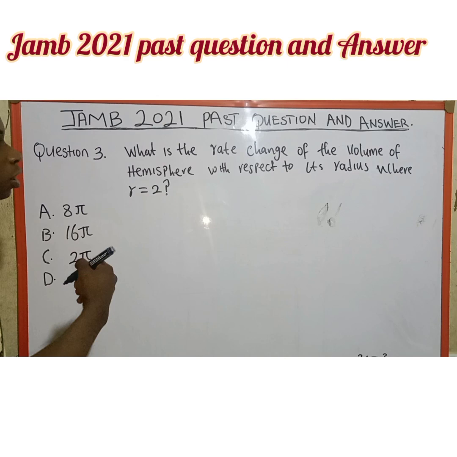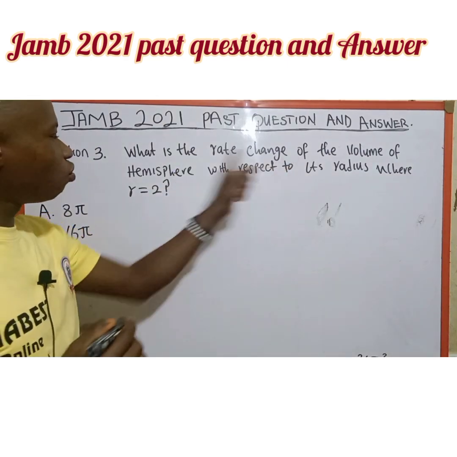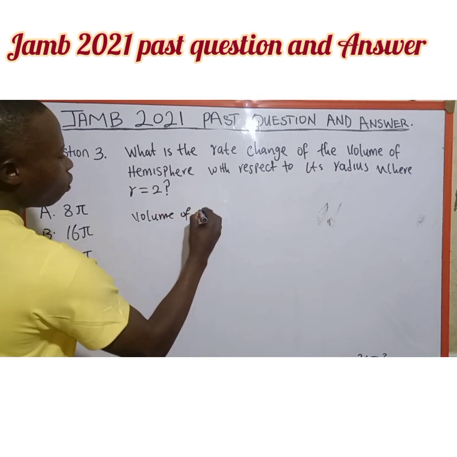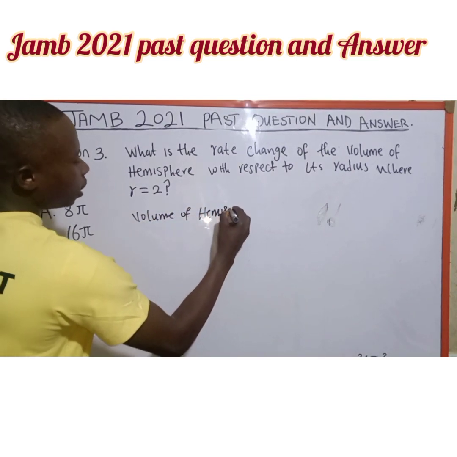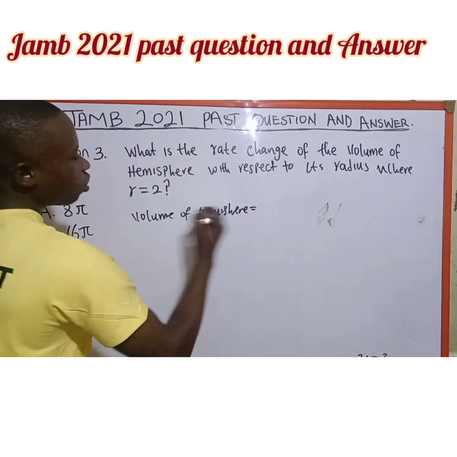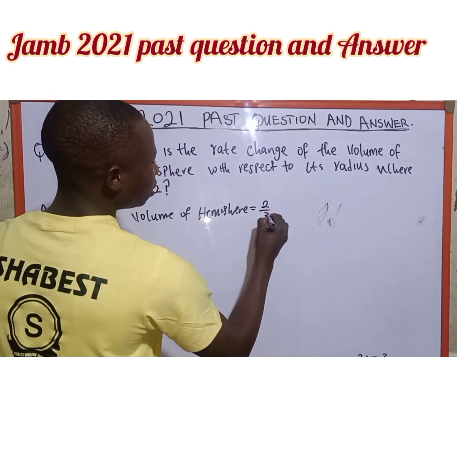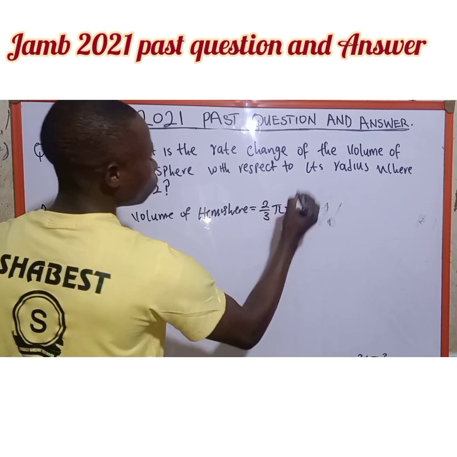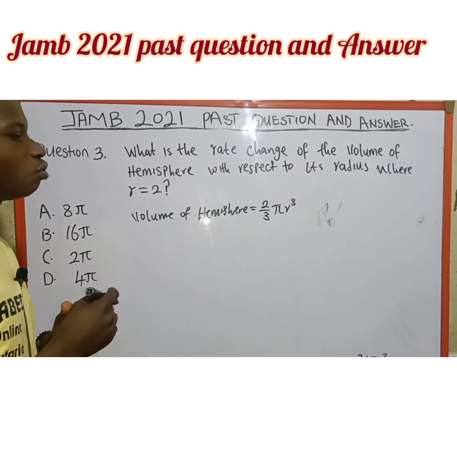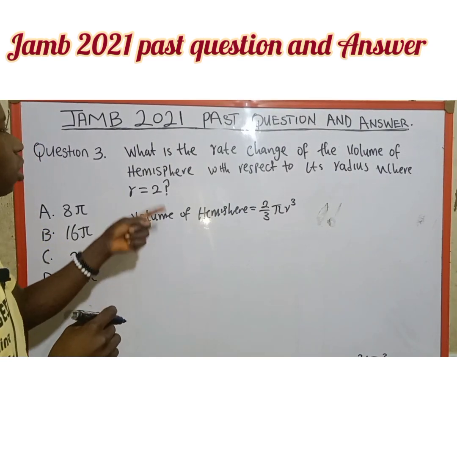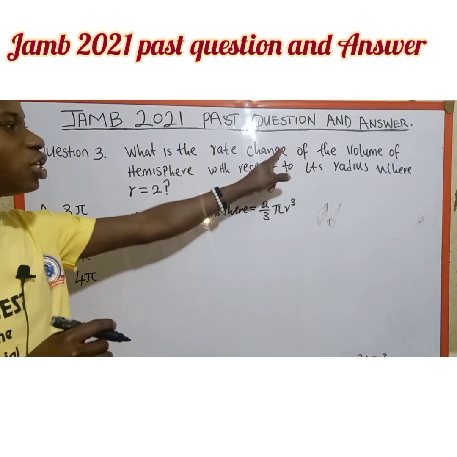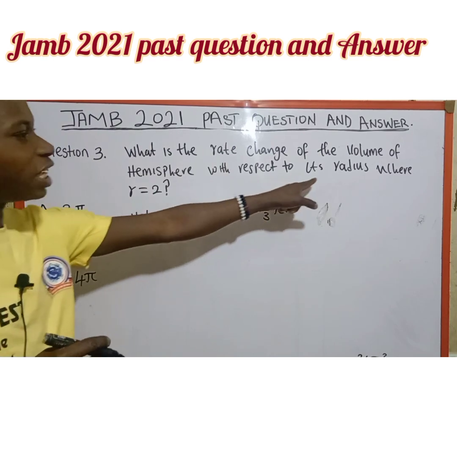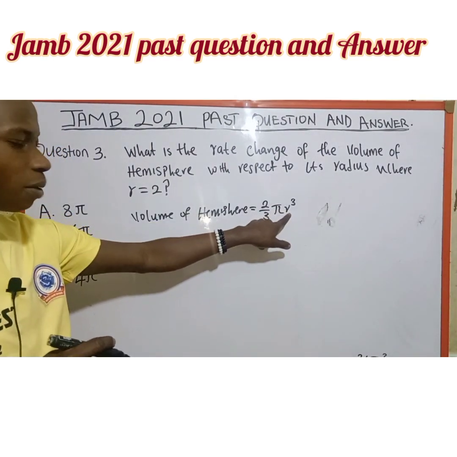So let's start solving. Remember, the formula to calculate the volume of a hemisphere is given as volume of hemisphere is equal to 2 over 3 pi r cubed. So this is the formula to calculate the volume of a hemisphere. And since the question says rate of change, we are going to find the derivative of this formula with respect to its radius, with respect to r. R here implies the radius.